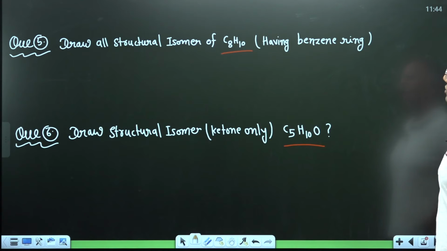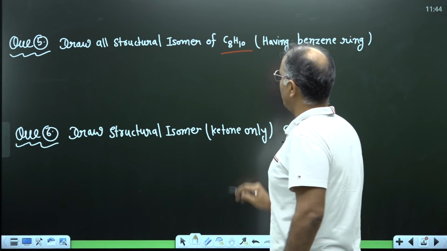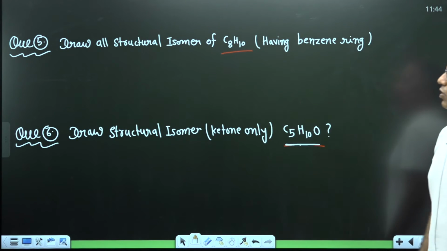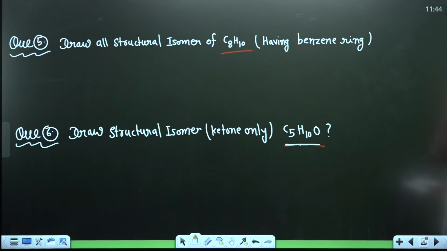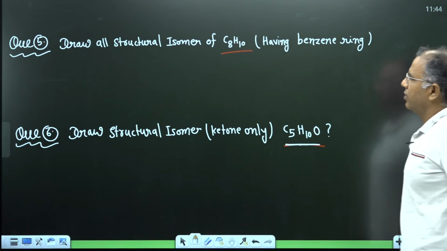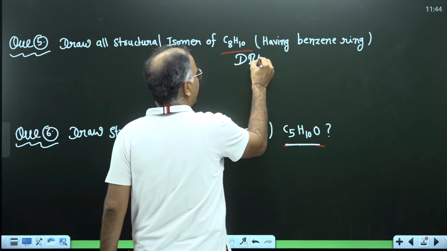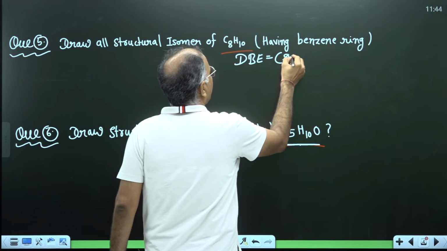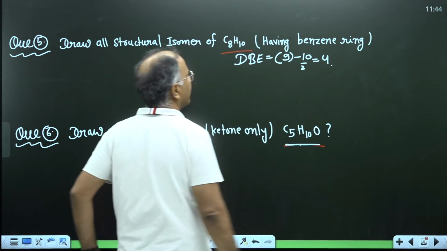Draw all structural isomers of C8H10 having a benzene ring, and draw all structural isomers of ketone. Pause the video, try to draw all of them, then check the answer with me. Now first of all, we have to find the dB of C8H10. The dB is 9 minus 10 by 2, so dB is 4.